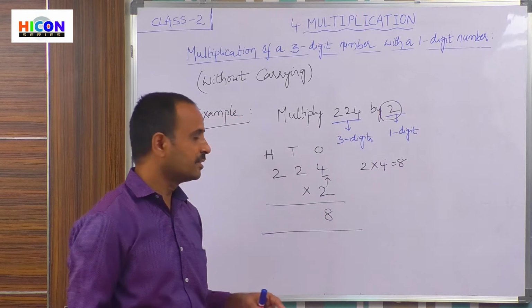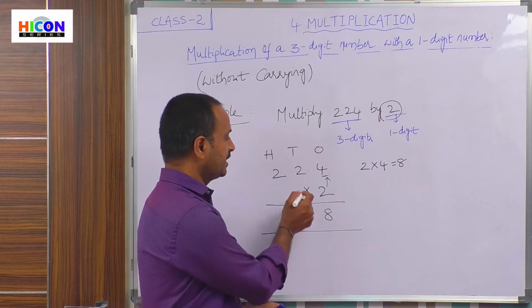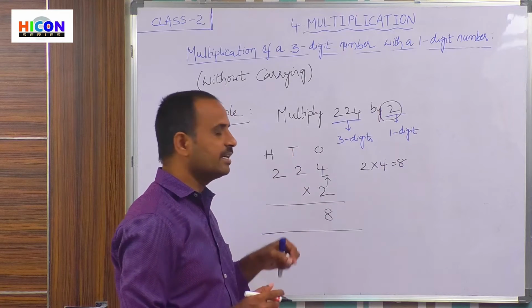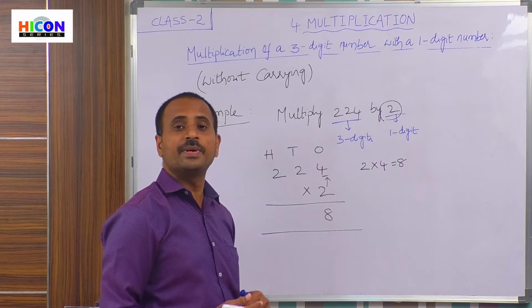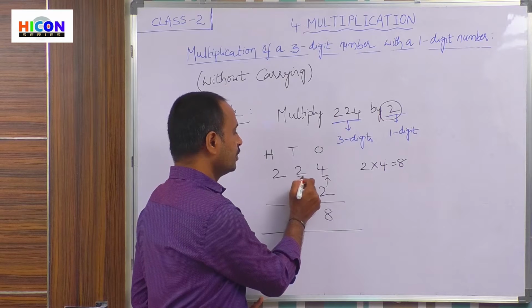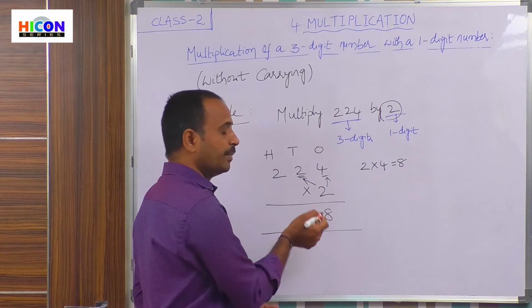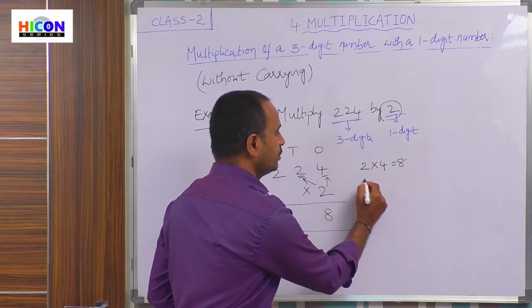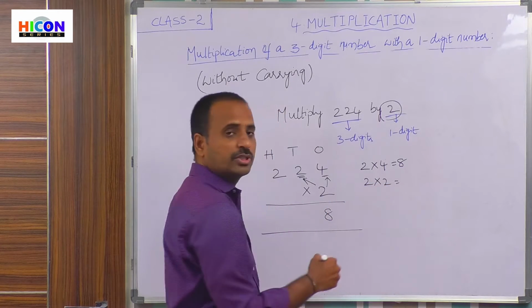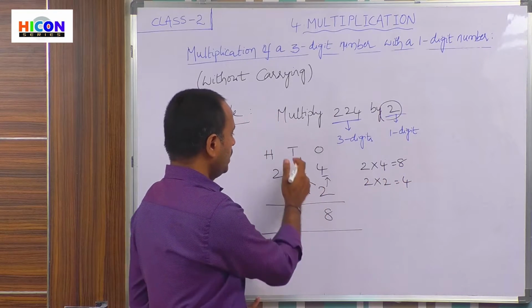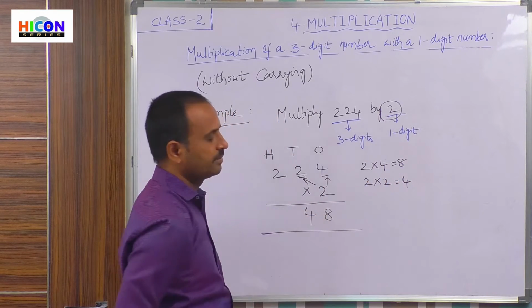The next step is to multiply the digit present in tens place with 2 and write the answer under tens place. What is the digit present in tens place here? 2 is present in tens place. Multiply 2 with 2, that is 2 into 2. Children, how much are 2 2s? 2 2s are 4, and write this 4 under tens place.